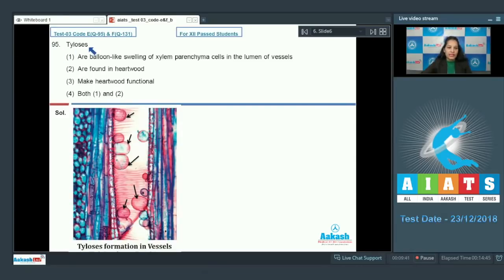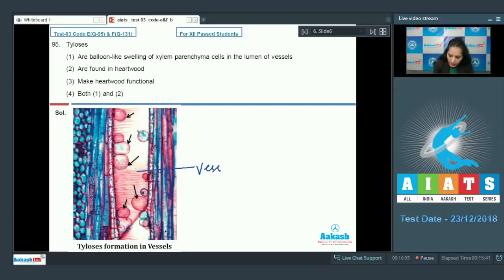Question number 95. Tylosis. First option, are balloon-like swellings of xylem parenchyma cells in the lumen of vessels. Second, are found in heartwood. Third, make heartwood functional. Fourth, both 1 and 2. What are tyloses? In this figure, you can clearly see that these are the xylem parenchyma cells. Xylem is a complex permanent tissue. It has 4 components: vessels, tracheids, xylem fibers, and the xylem parenchyma. Clearly, you can see here these are the xylem parenchyma. These are living cells. They form their outgrowths in the xylem vessels.